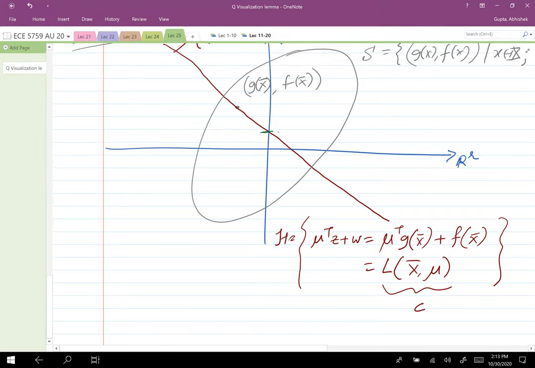So what is this intercept, the y-intercept here? What's the value of the y-intercept? That would be c. So remember, mu naught is equal to 1 here. Mu naught is implicitly assumed to be 1 here. So this was c over mu naught, but because mu naught is one, it's exactly equal to L of x bar comma mu.